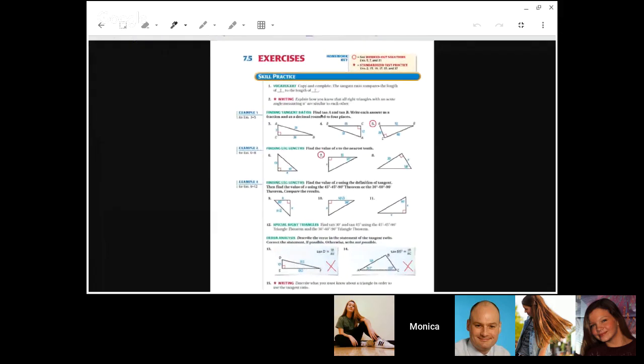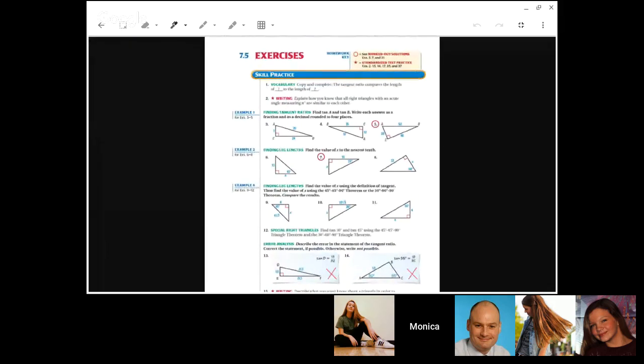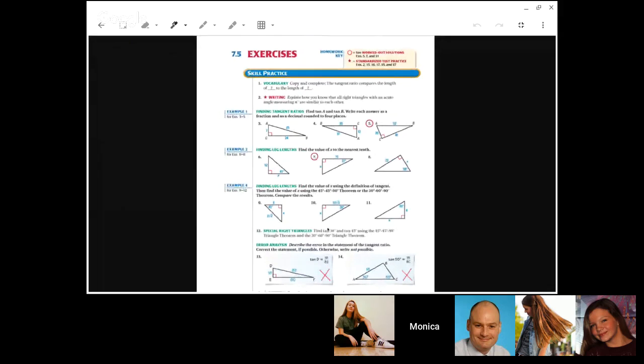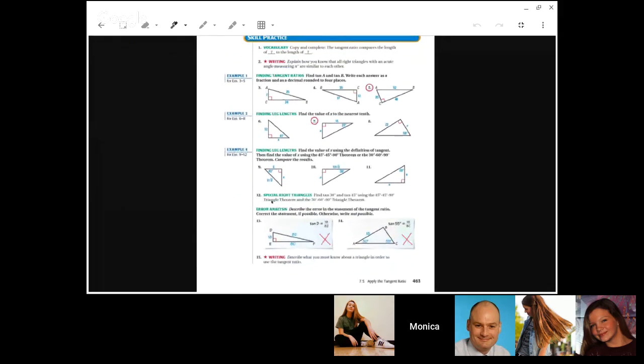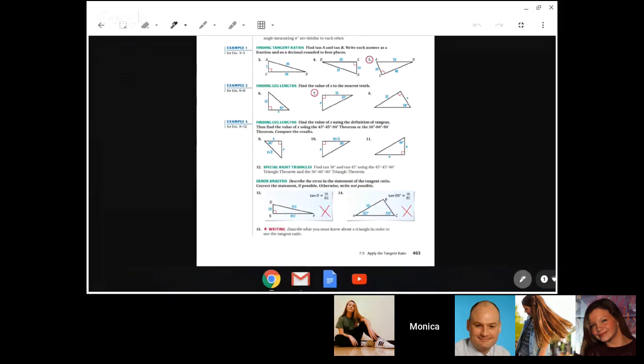Okay, so Abby, for number 12, you're supposed to find the tangent of 30 and the tangent of 45 using the 45, 45, 90 and 30, 60, 90. Okay.